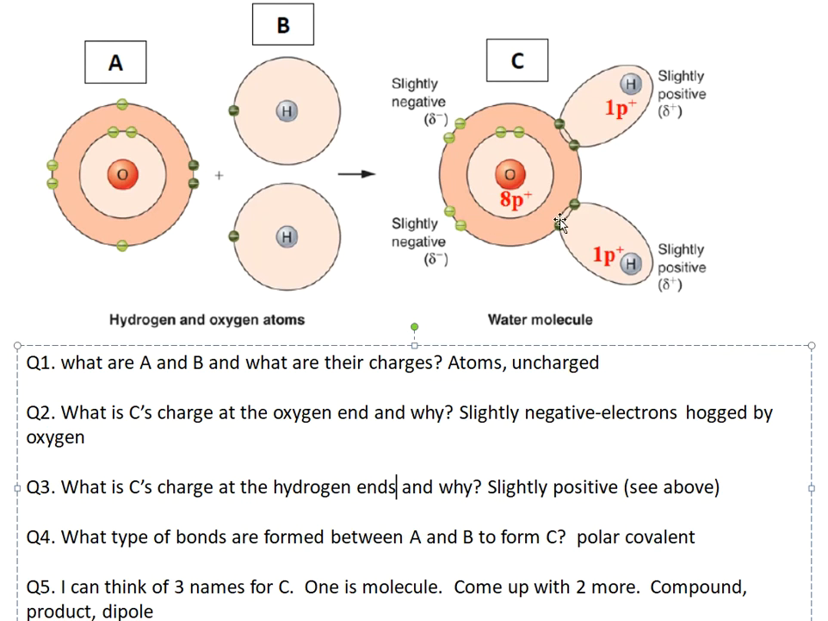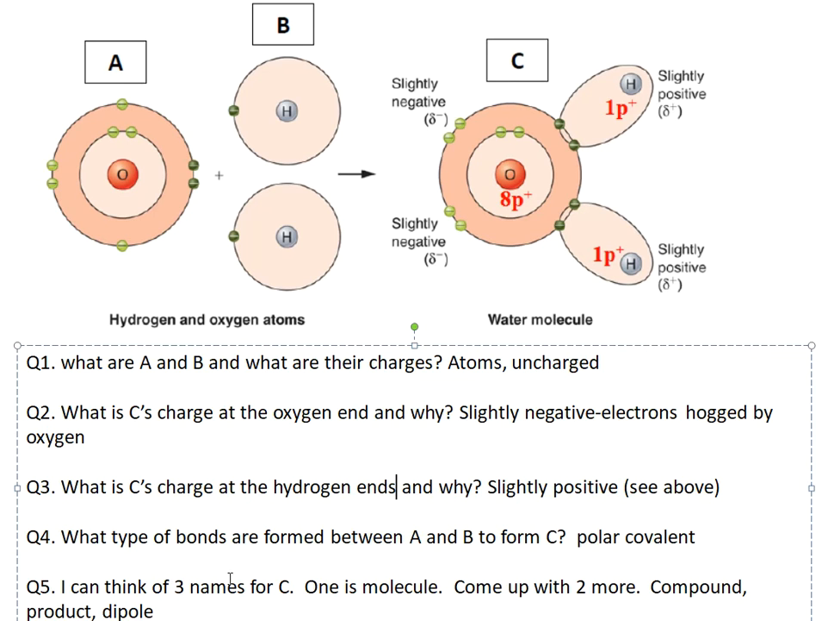What type of bond is this called? Well, a covalent bond is a bond formed by sharing. If they're shared equally, it is a nonpolar covalent bond. If they are shared unequally, as is the case here, it is a polar covalent bond.